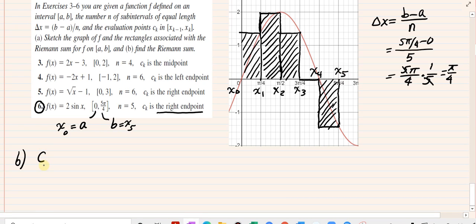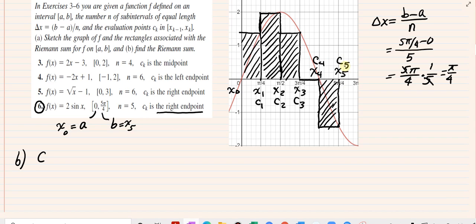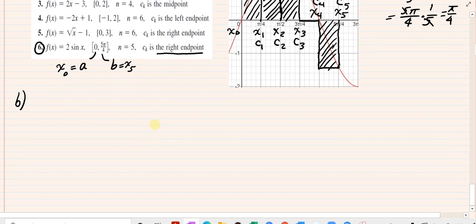The Riemann sum starts with 1, 2, 3, 4, like that. So this would be my c1, c2, c3, my evaluation points. This would be c4, and this is c5. The evaluation points are inside the interval from 0 to pi over 4. Okay, we're good. Now we just have to do the Riemann sum.